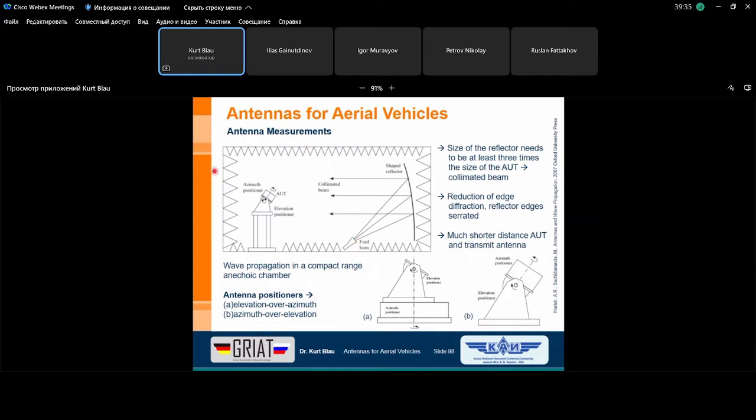The other possibility is shown here again. It's the compact range now inside the room, and here you can see the walls are also covered with absorbing materials or pyramids made from foam. Foam is filled with carbon particles, and I told you also with ferrite particles. So the electromagnetic wave is very strongly absorbed.